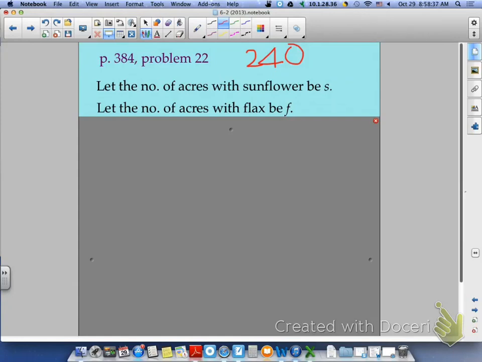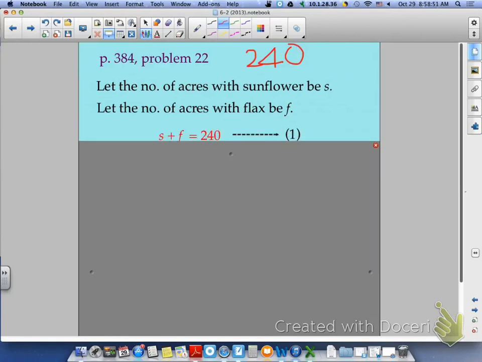Okay, let's start with the 240. What is the 240? Total number of acres, and that includes what? Sunflower S and F, right? So my first equation is going to be S plus F equals 240. Do you see that? Okay. All right. So we've established that.